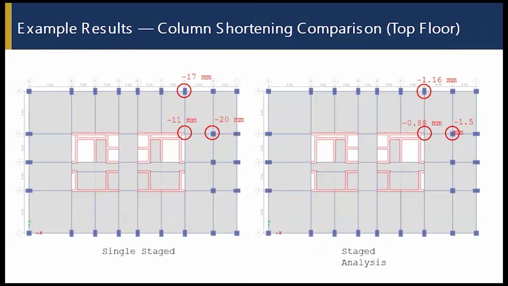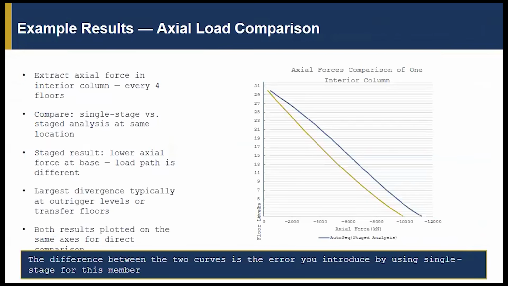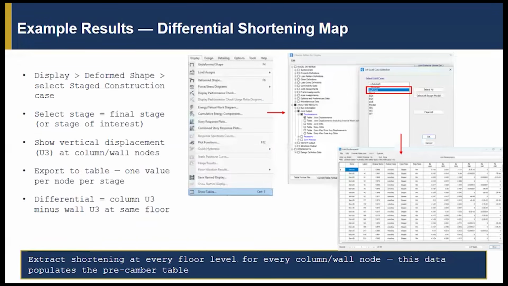Single stage construction shows 11 millimeter and 17 millimeter. This one only shows 0.88 to 0.16. Relative displacement with that one. So much difference between the two stages. And then forces are different. Okay, these are all the results that you get from that.